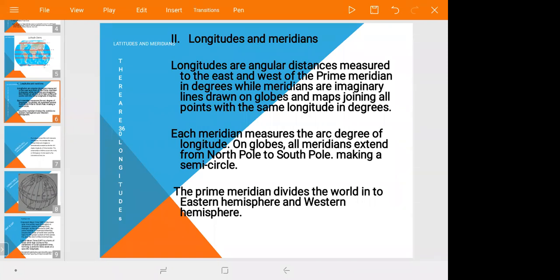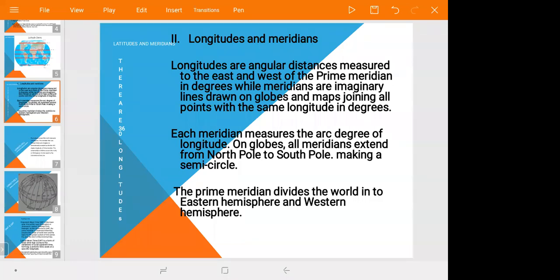The angular distance measured to the east or west is longitude. Is it clear? So for the line, do not say longitude, say meridian. But for the angular distance, or the spacing between two meridians, that is longitude, and that is measured in degrees.